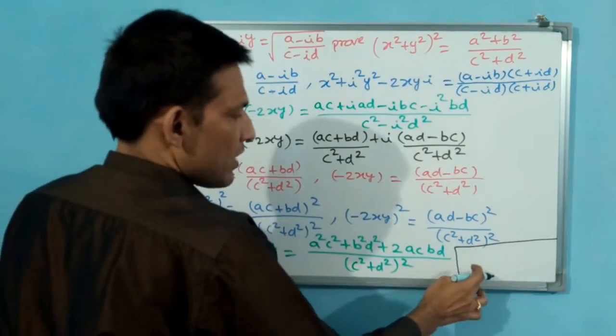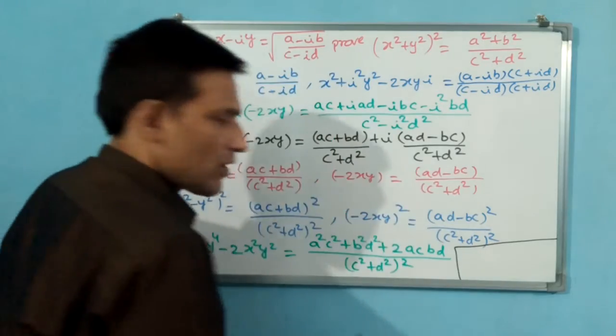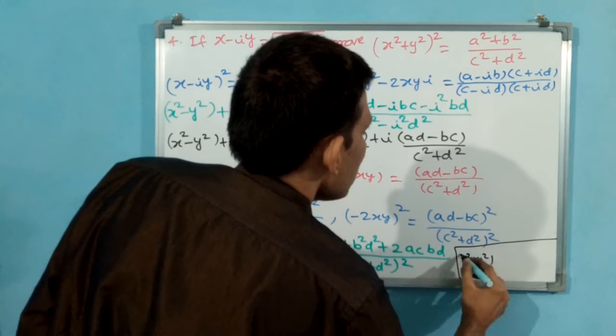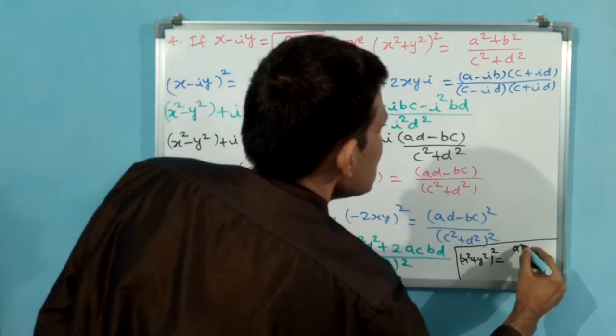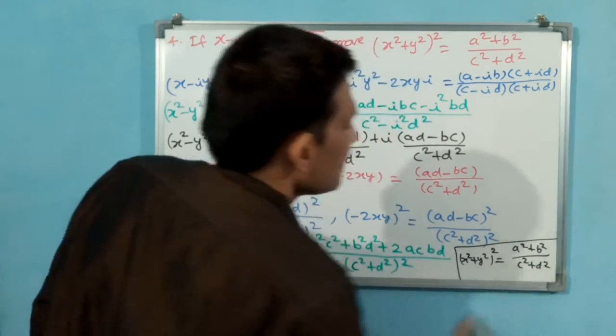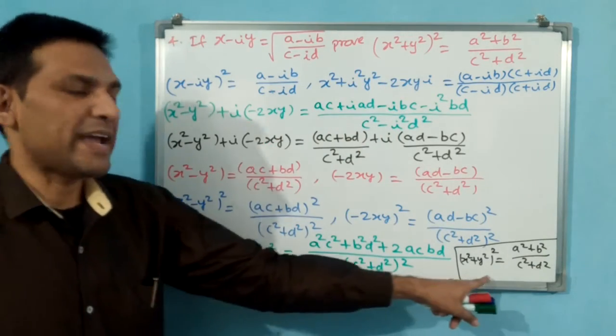This I am writing here in the box. Then we will do the top. What you have to prove? You have to prove (x square plus y square) whole square is equal to (a square plus b square) by (c square plus d square). This you have to prove finally.